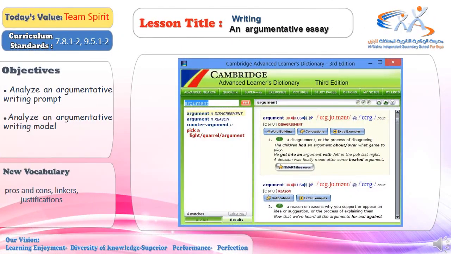But before we move on, let's have a quick look at the meaning of the word argument in the dictionary. Argument means a disagreement or the process of disagreeing. It also means a reason or reasons why you support or oppose an idea or suggestion, or the process of explaining them.